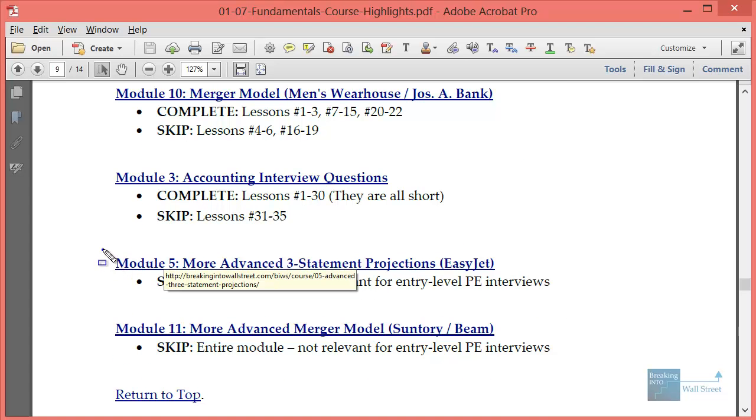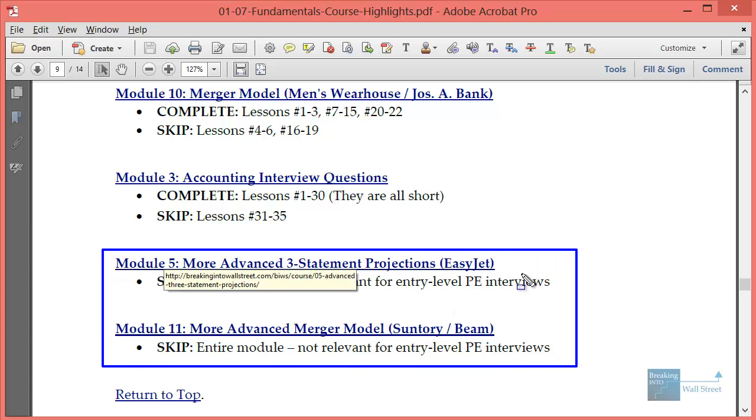The two modules we recommend skipping, the more advanced 3-statement projections and the more advanced merger model, we recommend this because these are just not relevant for private equity interviews. They're not going to ask you detailed nuances of merger models because you don't really do that in private equity. You're acquiring other companies, yes, but you're not combining them with existing companies as much.